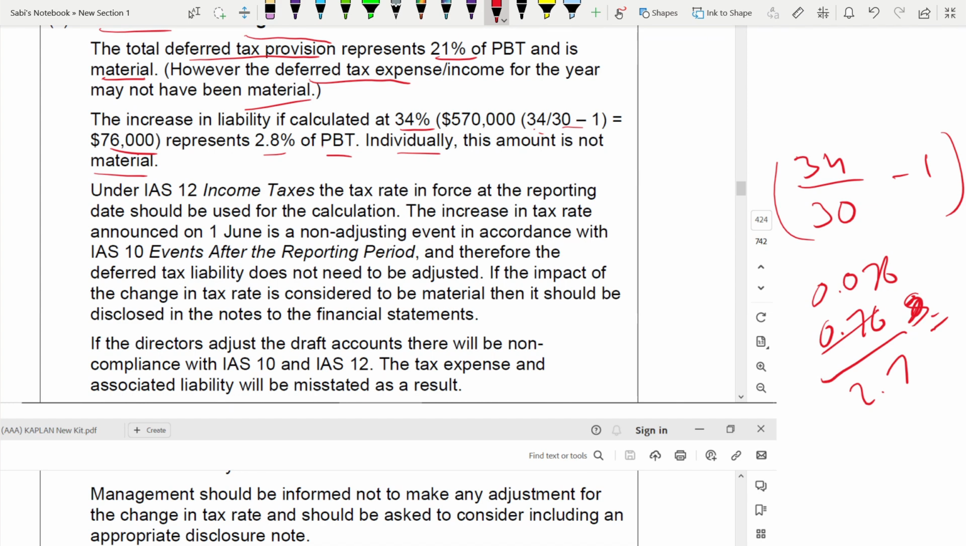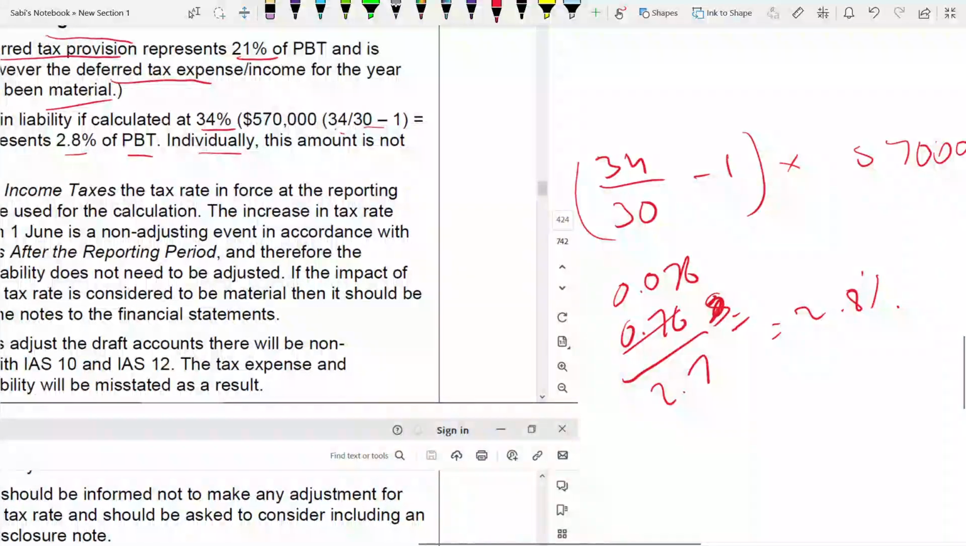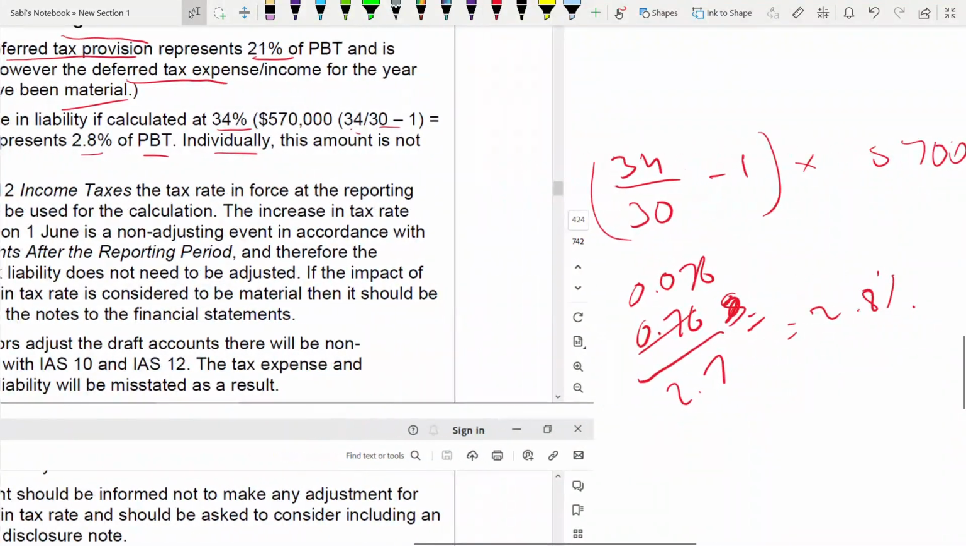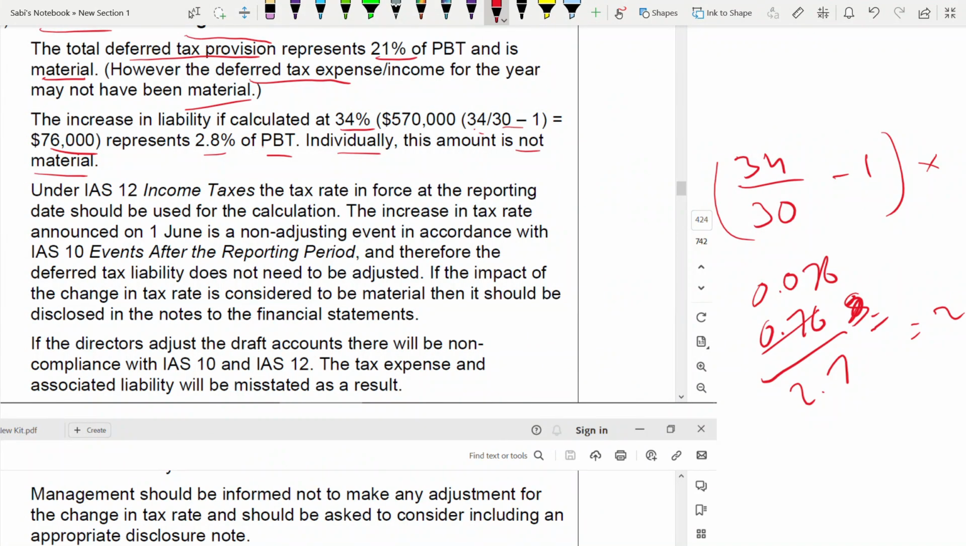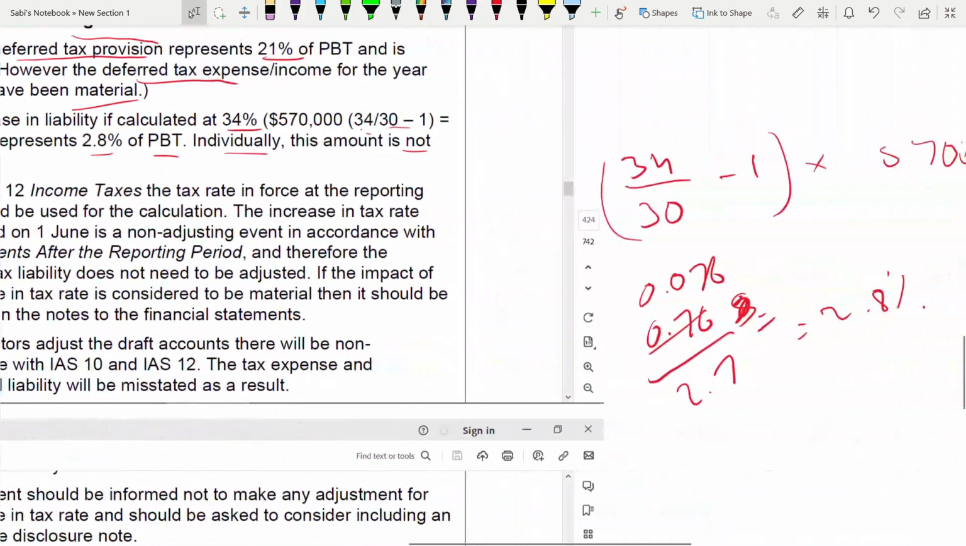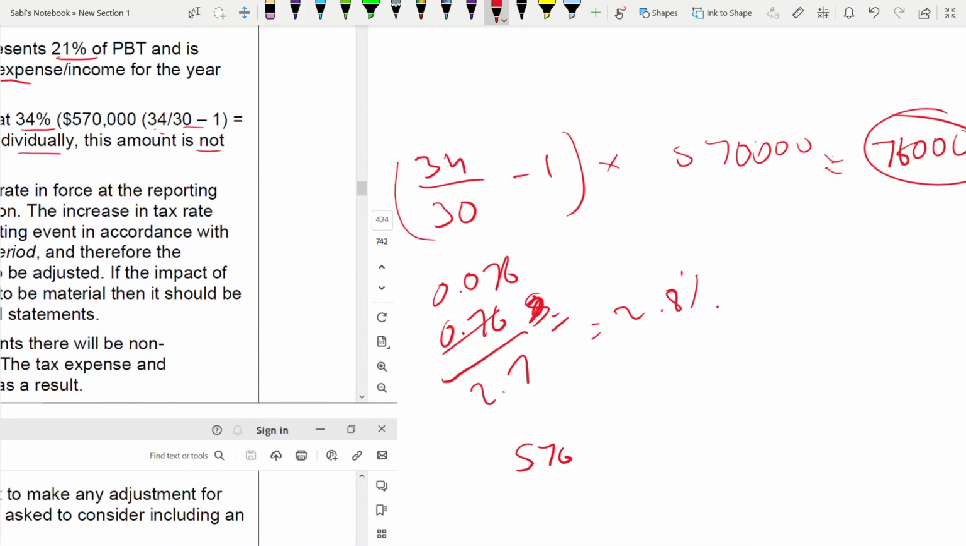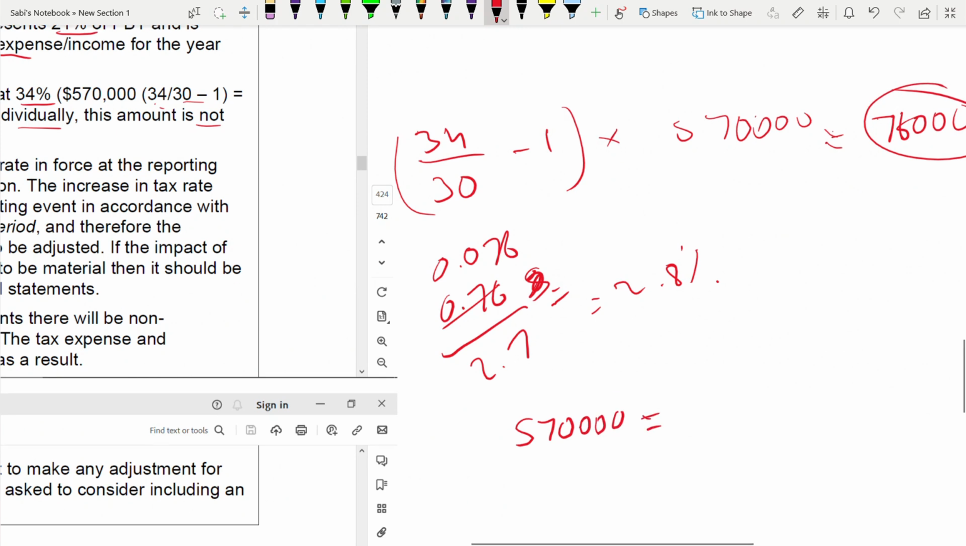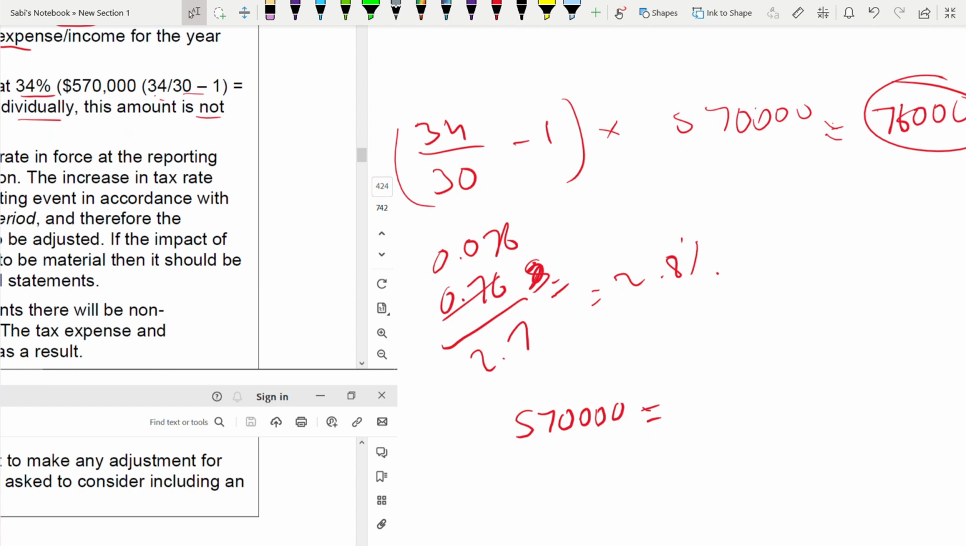Okay. Now, individual is not material. This is one way. I will show you another way of calculating it. So, since, see, this 570,000, they have got after calculating 30% on some amount. That some amount you need to know, because on that only you will apply 34% to find the deferred tax provision, right? You have to use algebra.